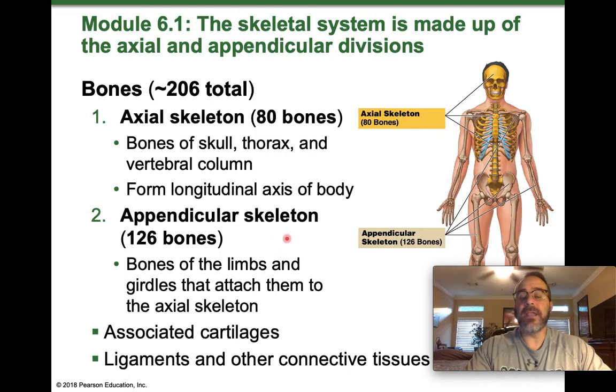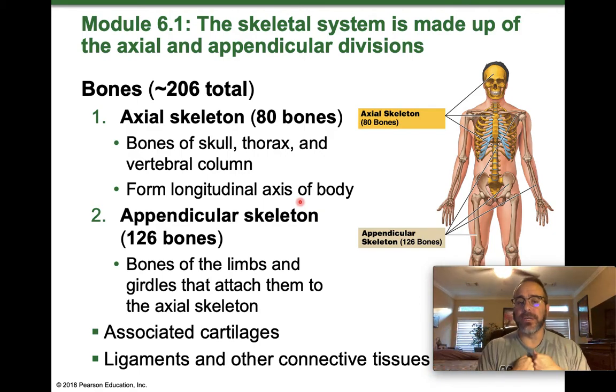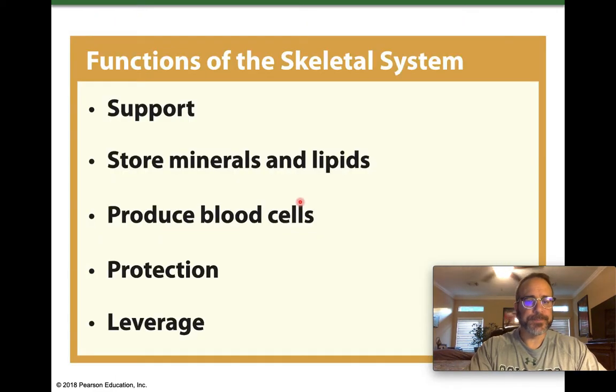And then you have what's called the appendicular skeleton, which comprises your appendages and everything that's attached to the appendages. So we've got the clavicle up here, the scapula, your humerus, radius, ulna, your pelvis, and then obviously all of the bones in the leg, the foot, and the hand. It also makes up the associated cartilages of the joints in those regions, and the ligaments and other connective tissues.